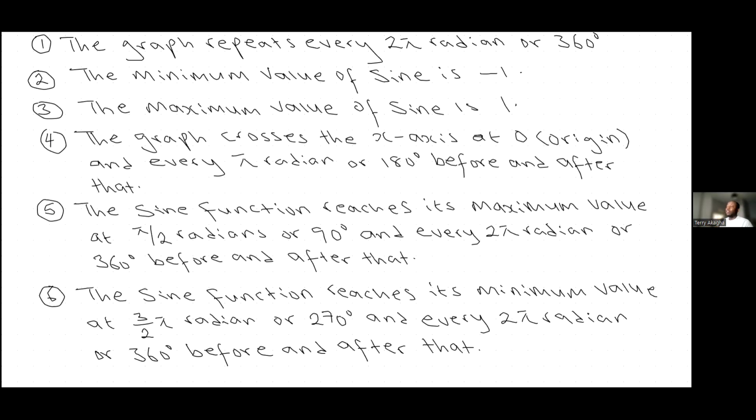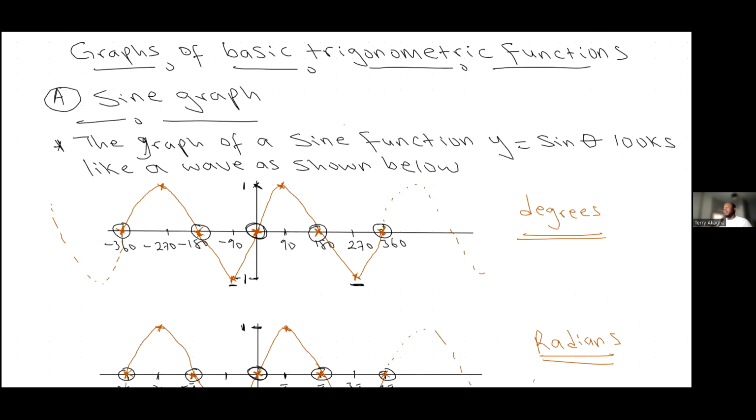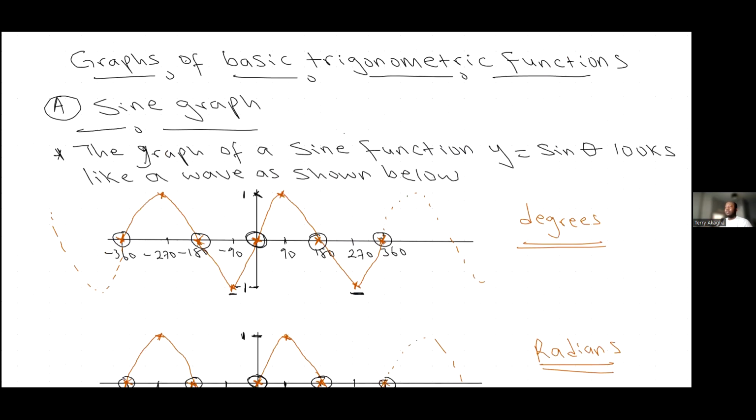All right, so the sine function reaches its minimum value at 3 over 2 pi radians or 270 degrees, and every 2 pi radians or 360 degrees after that. So this is the key feature of a sine graph. A graph of a sine function, y is equal to sine theta, looks like a wave, as shown below. You can draw it in degrees or you can draw it in radians.